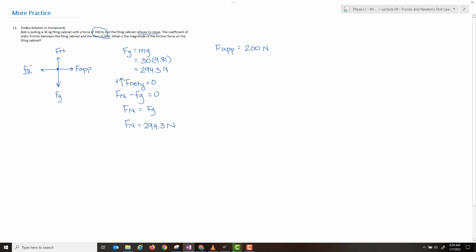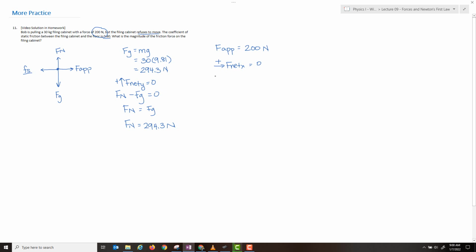All right, so now we need to figure out what the force of static friction is. So we know that the object is refusing to move, so it's not moving. That means it's not accelerating. If it's not moving, it can't be accelerating. So that means that the net force in the x direction has to equal 0.